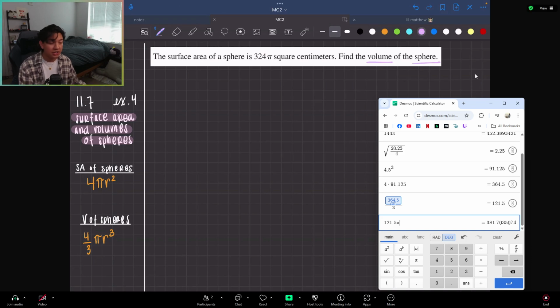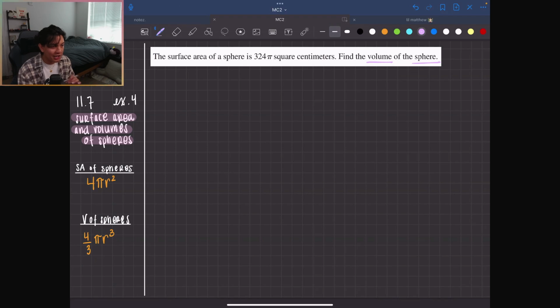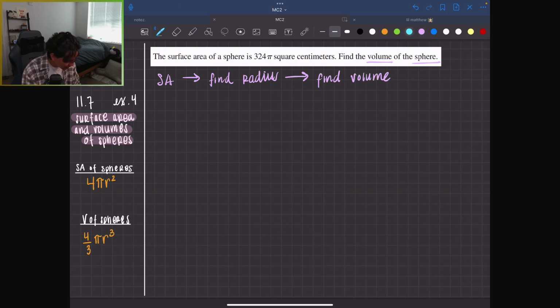So now we're working with a different unit in order for us to find the volume of a sphere here, okay? So we are given first the surface area of a sphere. Once we find out what the radius is, then we could find the volume here, okay? So that's my line of thinking. Use the surface area to find the radius, because once we find out the radius, then we could find the volume. All right, so what is given to us? We know that the surface area is 324 pi square centimeters. So surface area of a sphere is 4 pi r squared.